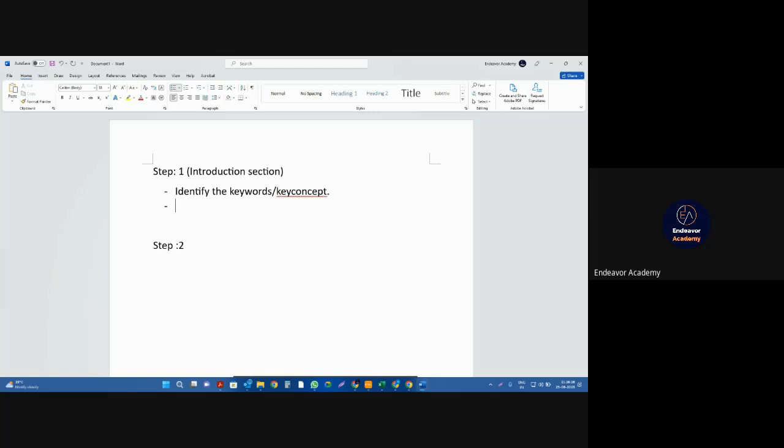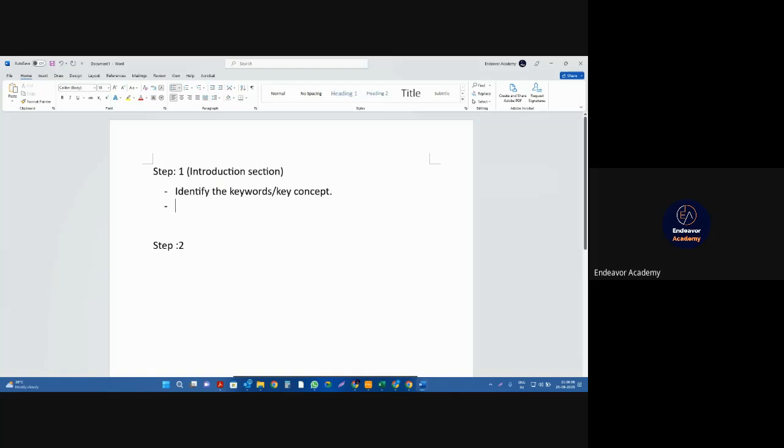First of all, I will identify the key concept. Let's say I just identified the key concept. This is a physics question, and I have identified that this question is based on Newton's law of gravitation. In this particular question, we have to find the attraction force between two bodies. So I have just read the question and identified that we are using the concept of the law of gravitation. So I will write that heading here.